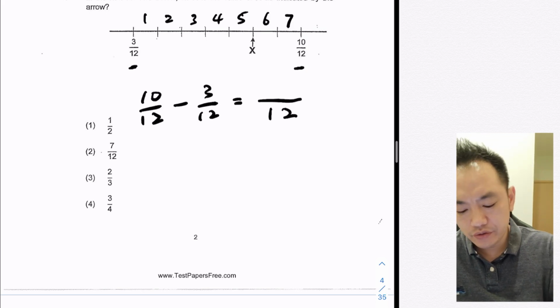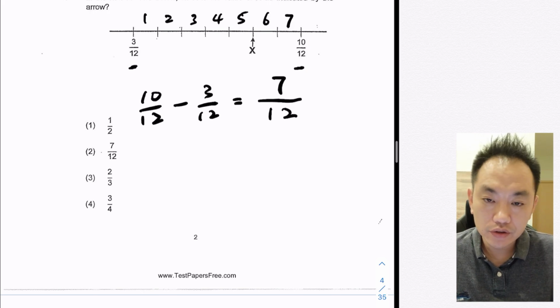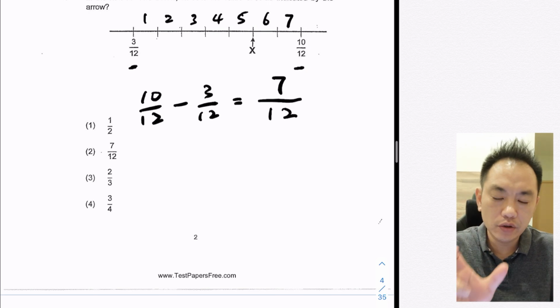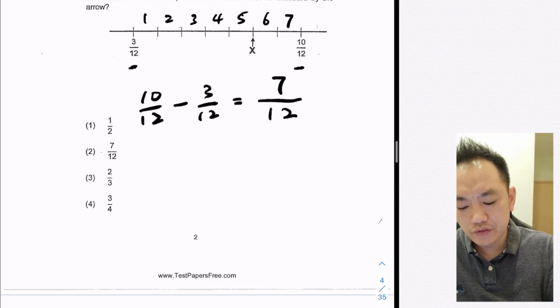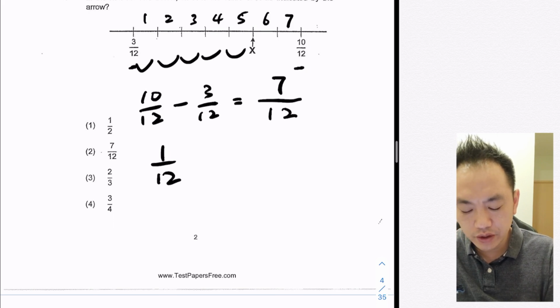So 10 minus 3 is 7. So in total, the length was 7 out of 12, and we also counted that there were totally 7 sectors or 7 segments. So each of the segments was 1 out of 12, right? So each of these is 1 out of 12.